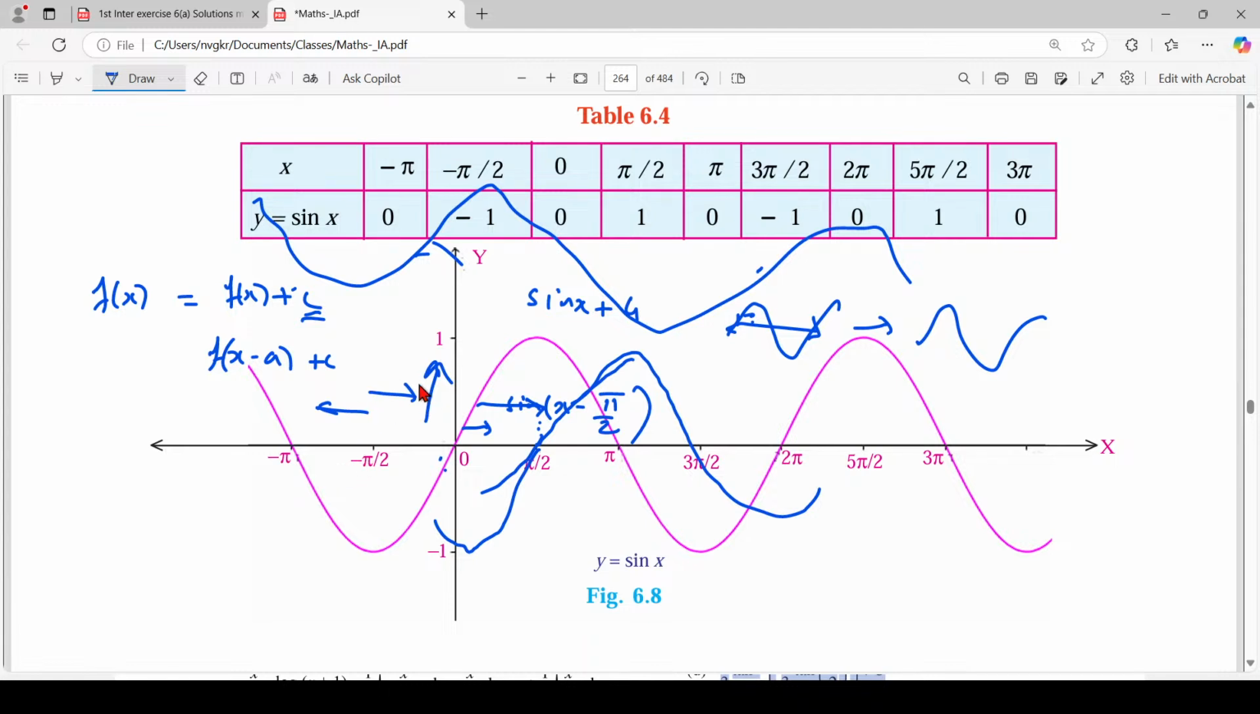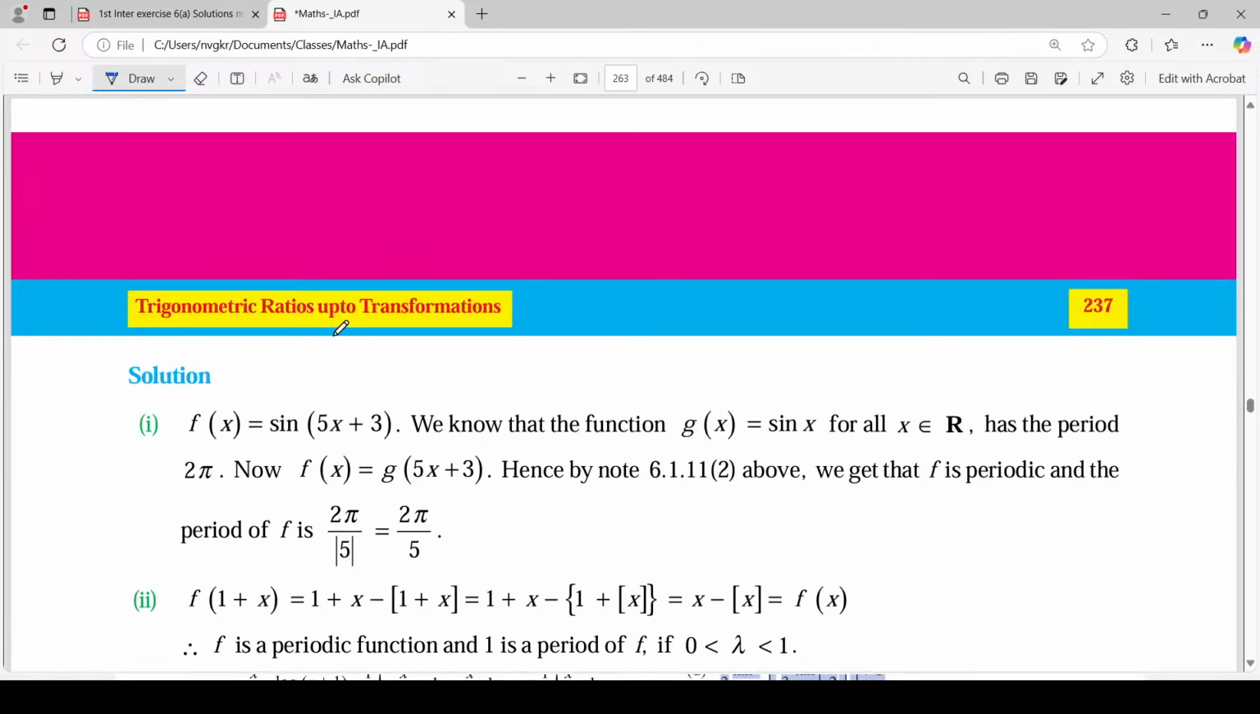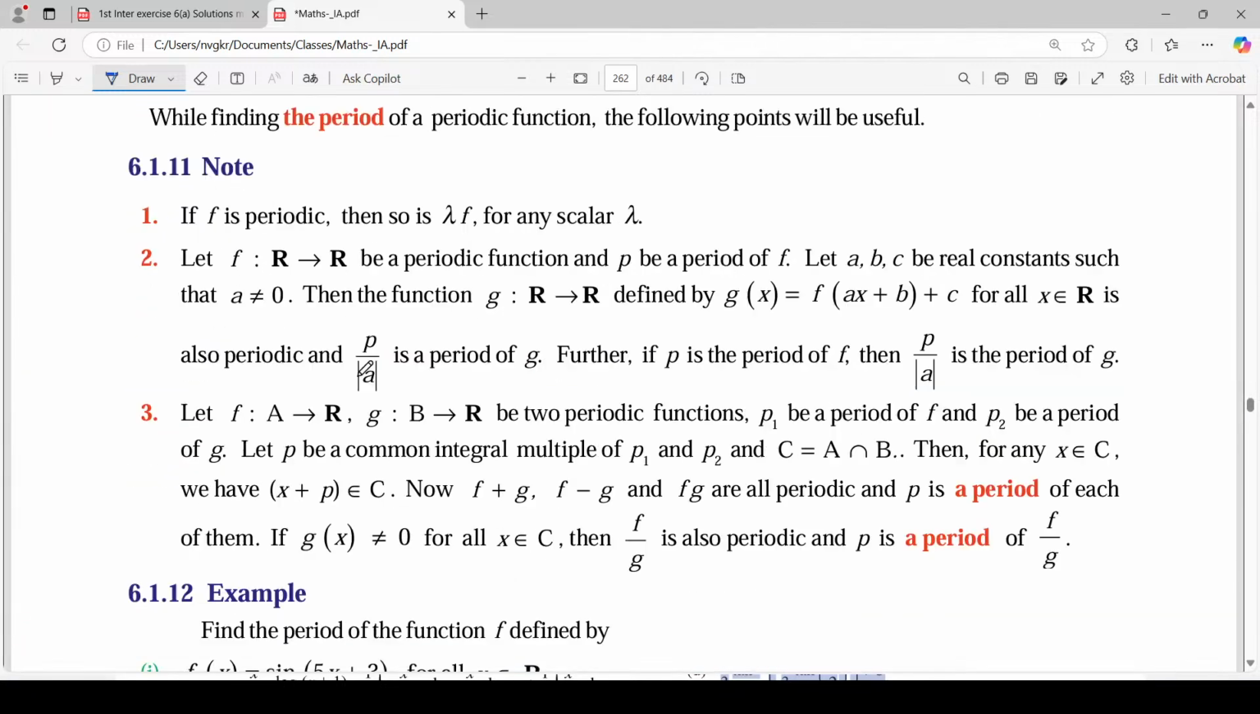But still, the distance between 2 points, the places where it is repeating, will still remain the same. So that doesn't change. That is one important thing, and that's what he is mentioning here.